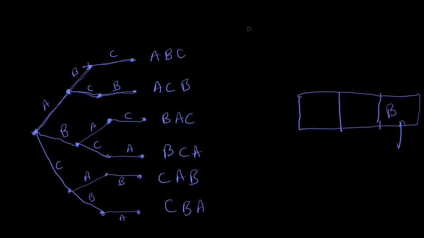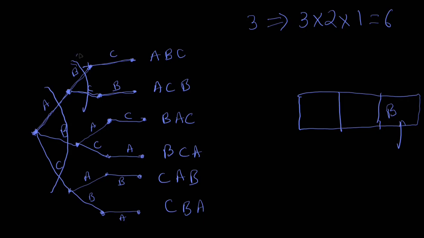So in this case, for 3, that's how it becomes 3 times 2 times 1, which is 6. In the first level, you had 3 options for the first spot, then 2 options for the second spot, and then 1 option for the third spot. Then if you count the number of leaves, those give the number of ways you can line them up.